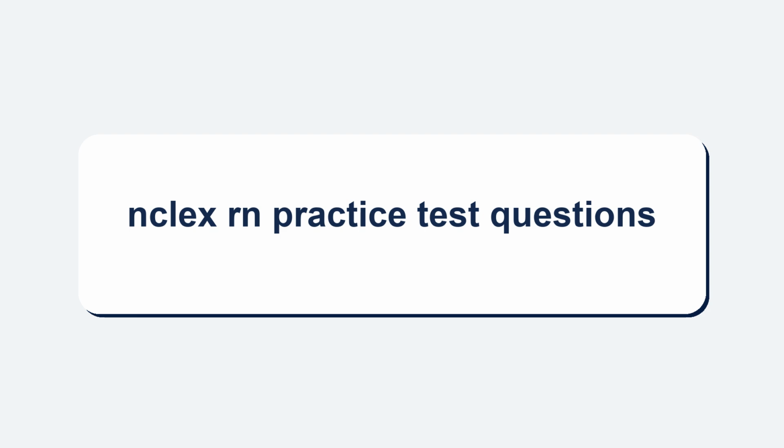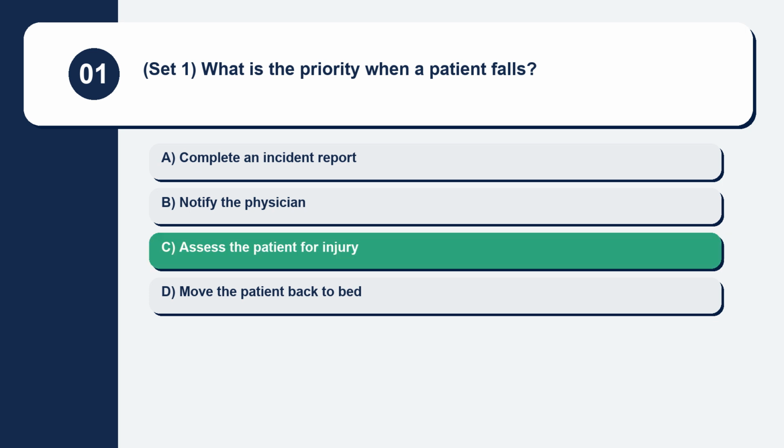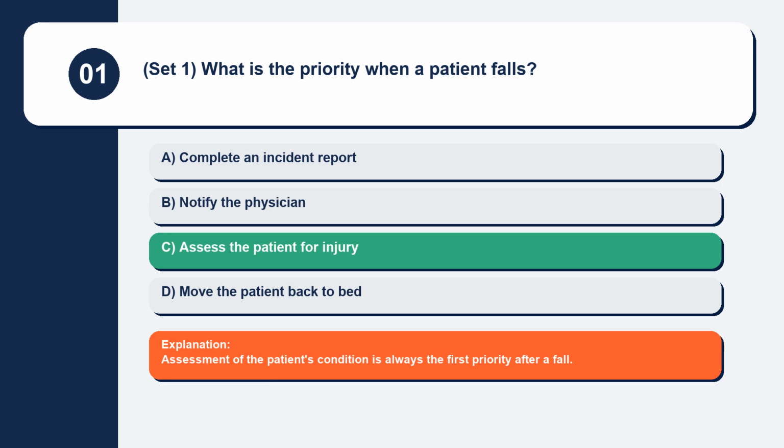NCLEX RN practice test questions. Question 1. Set 1. What is the priority when a patient falls? Complete an incident report. Notify the physician. Assess the patient for injury. Move the patient back to bed. Assessment of the patient's condition is always the first priority after a fall.